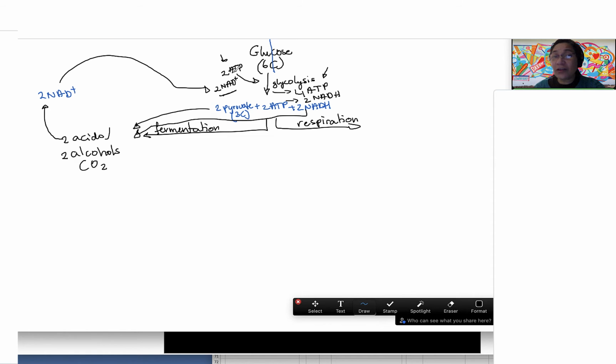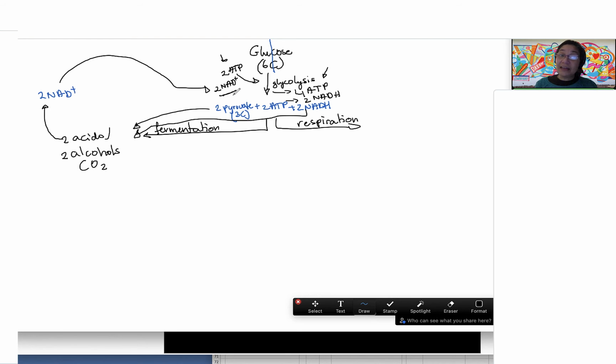Like we wouldn't run out of ATP because we're actually making more ATP than we started with, right? So that's not a problem. But I would run out of NAD+. And if I don't have any NAD+, no matter how much glucose I have, even if I had billions of glucose molecules in the cell, it's just going to sit there because I need NAD+ to run glycolysis.